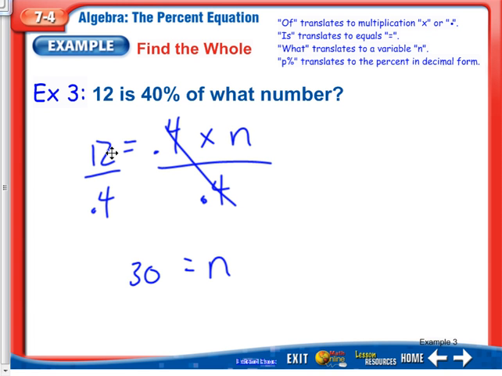And again, you can plug this in your calculator. 12 divided by 0.4 equals 30. You can check that out with your calculators, and it'll work.